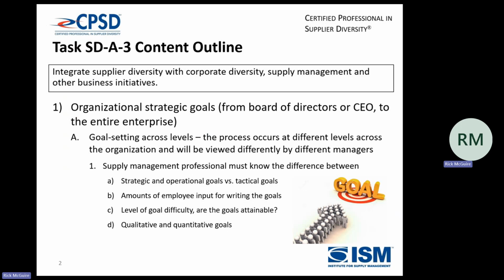So these are the broad goals of the corporation. Goal setting across levels. Process occurs at different levels across the organization and will be viewed differently by different managers. So a supply management professional must know the difference between a strategic and an operational goal versus a tactical goal. The amount of employee input for writing goals and the level of goal difficulty, are the goals attainable, and the difference between qualitative and quantitative goals.